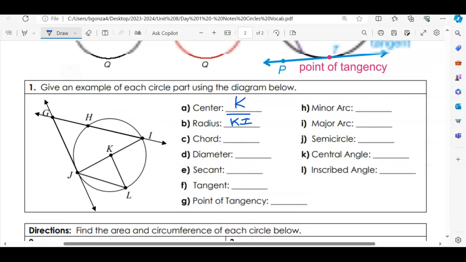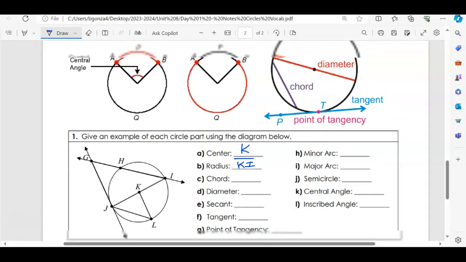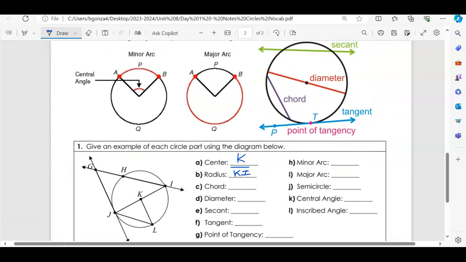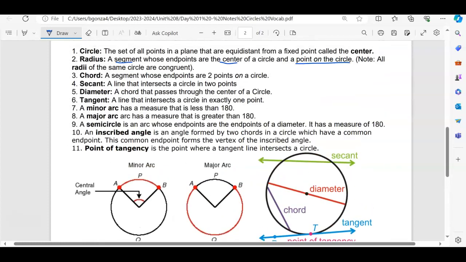Now, a chord, look at that little image right above this. Do you see this example of a chord? A chord is a segment that goes from edge to edge, okay? As you can see in that picture, it's not necessarily going through the middle. It's just anywhere in this circle from edge to edge. Now look up at this vocab. A chord is a segment where the endpoints are on the circle. And there's 2 points on the circle.